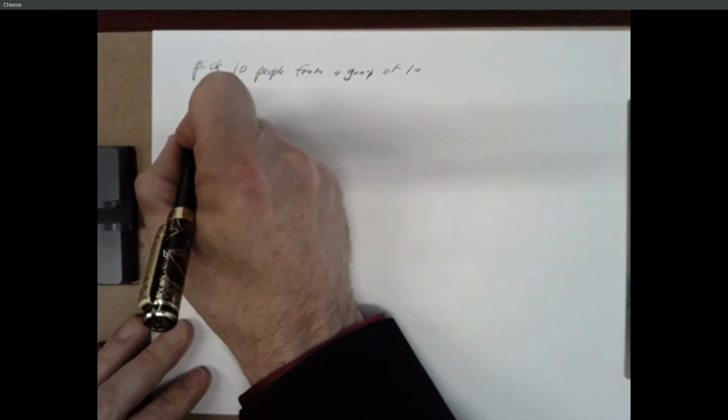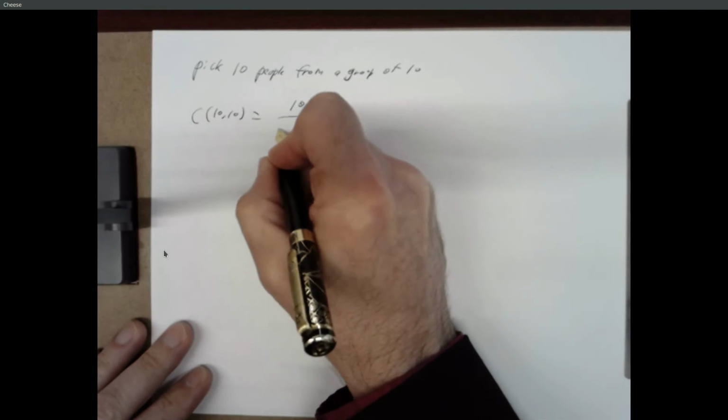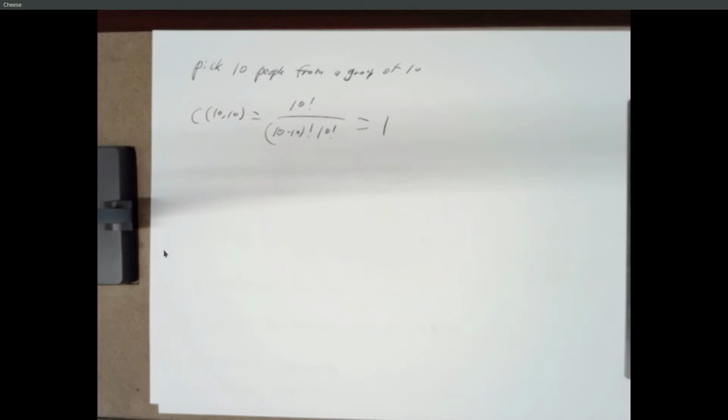Suppose I have a group of 10 people and I want to pick 10 people from that group. How many ways can I do that? It's really just one way I'm going to pick the 10 people, right? But this is C(10, 10), which is 10 factorial over (10 minus 10) factorial times 10 factorial, and that is in fact 1.